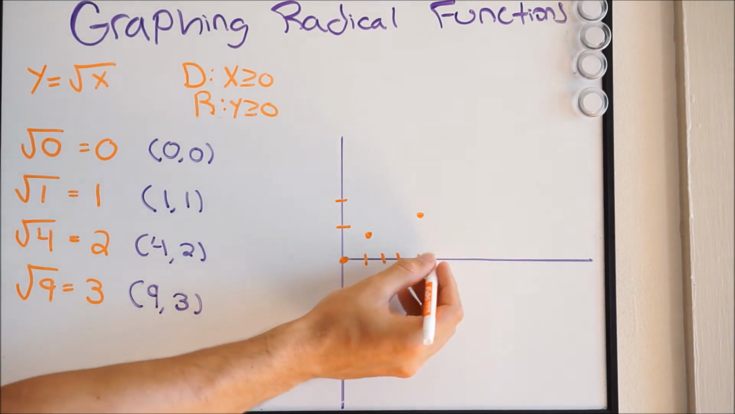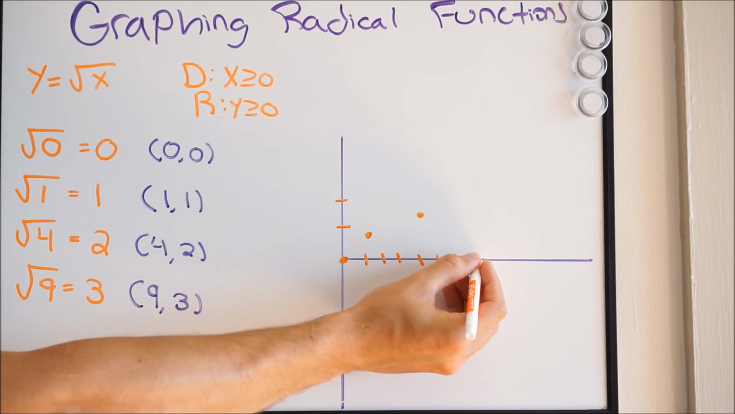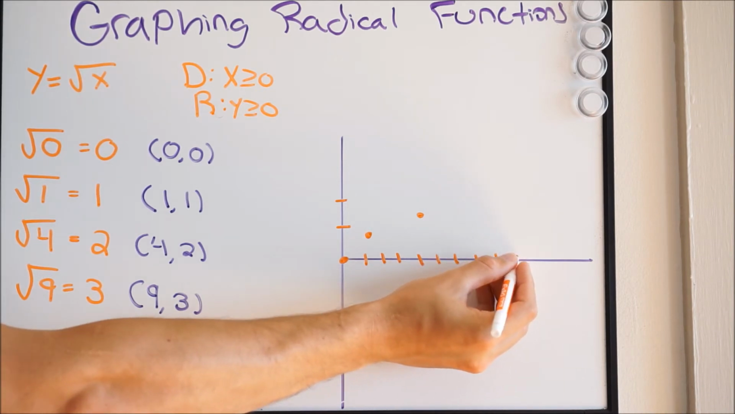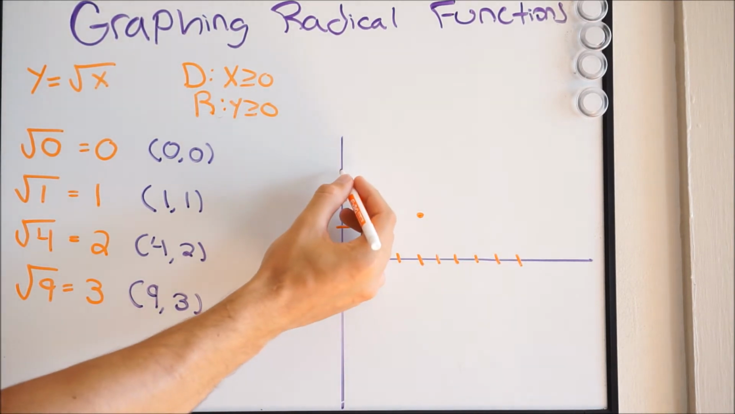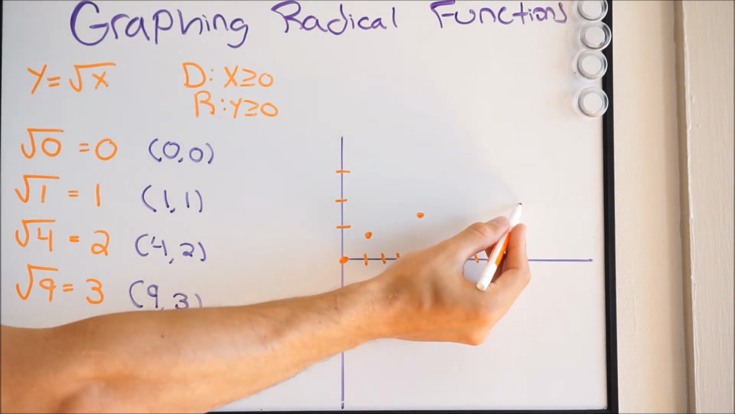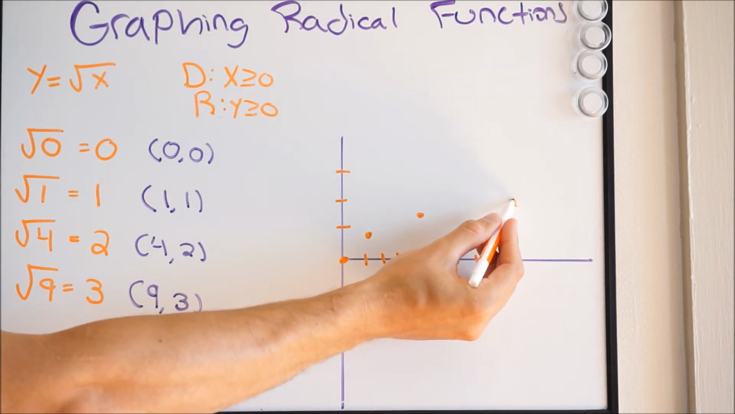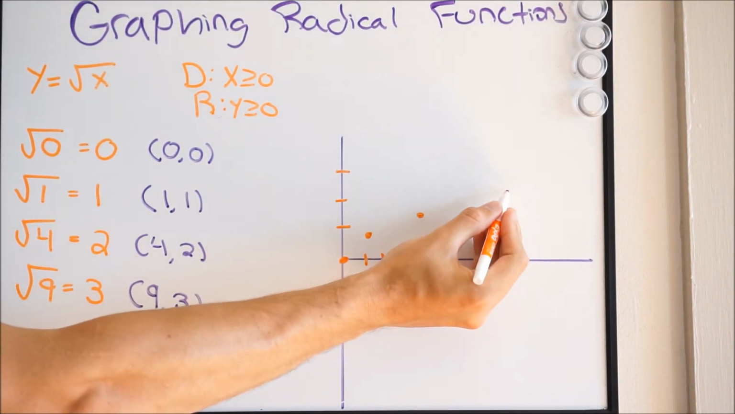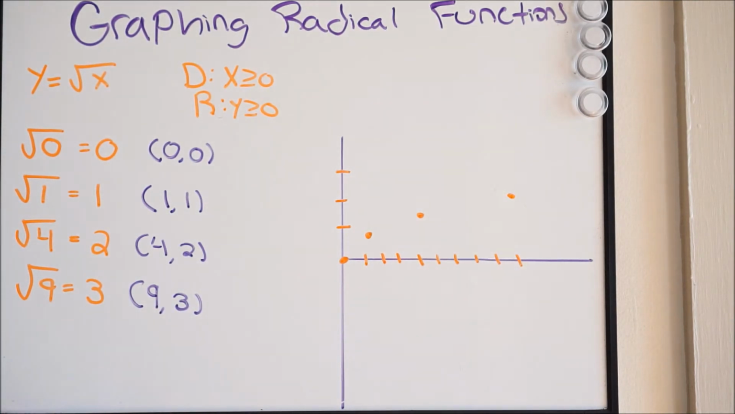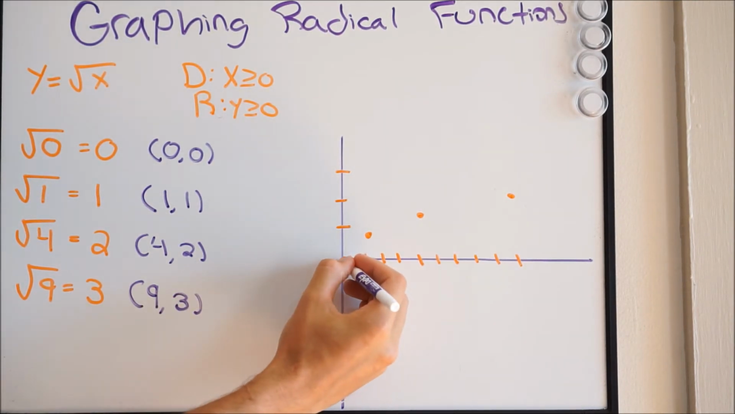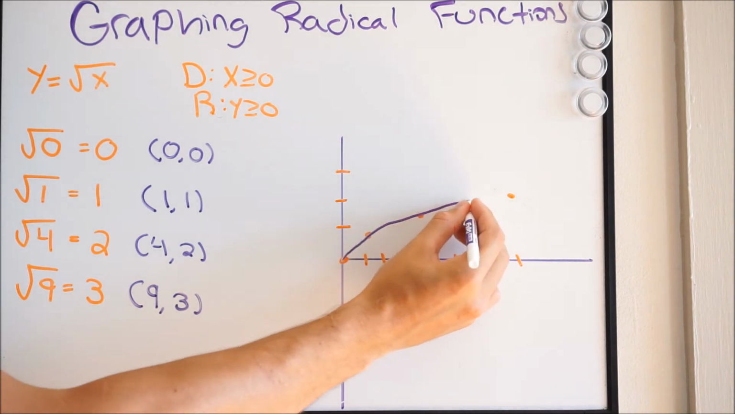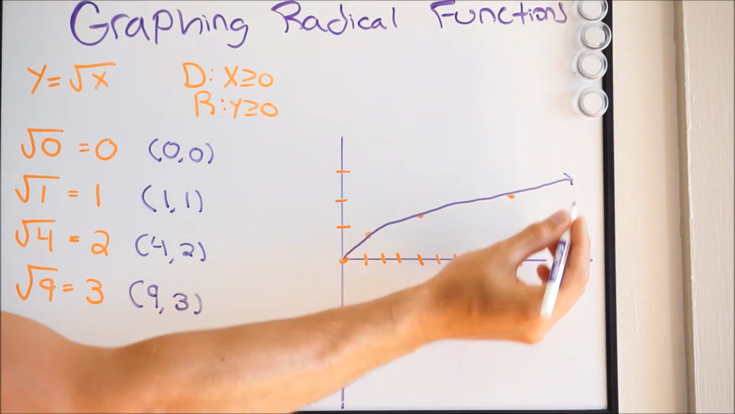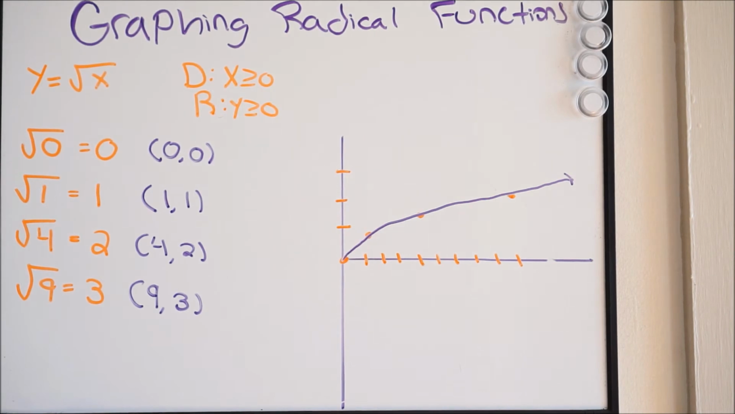So 1, 2, 3, 4, 5, 6, 7, 8, and 9. And then we're going to go up 3. Start up here. And we're going to go ahead and make a point. Alright, at this point we can go ahead, and this needs to come up just a little bit. We can go ahead and connect these. So let's go ahead and do that. That's it. Okay, so there is our graph of our radical function. So those are the steps you need to go through when graphing radical functions.